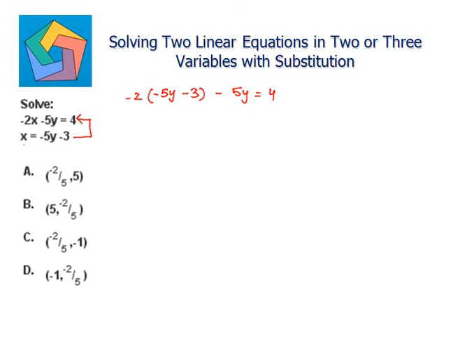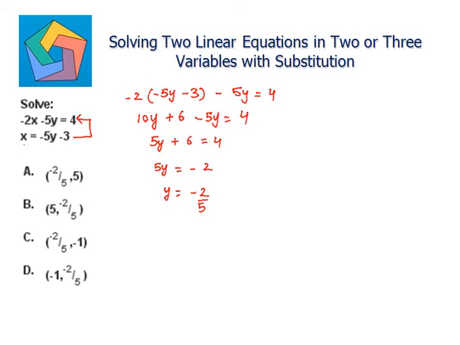Negative 2 times minus 5y is plus 10y. Negative 2 times minus 3 is plus 6. Minus 5y is equal to 4. 10y minus 5y is 5y, plus 6 is equal to 4. Subtracting 6 both sides, we get 5y is equal to minus 2. And dividing by 5 both sides, we get y is equal to negative 2 by 5.